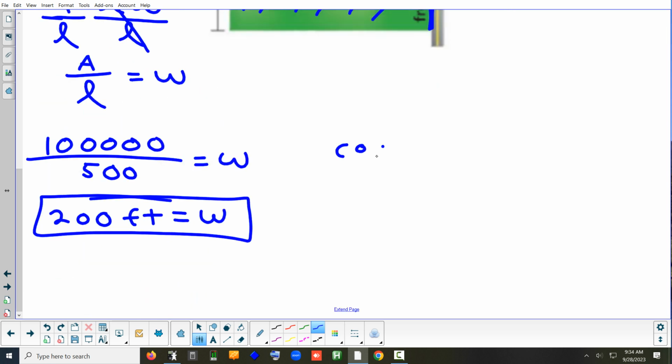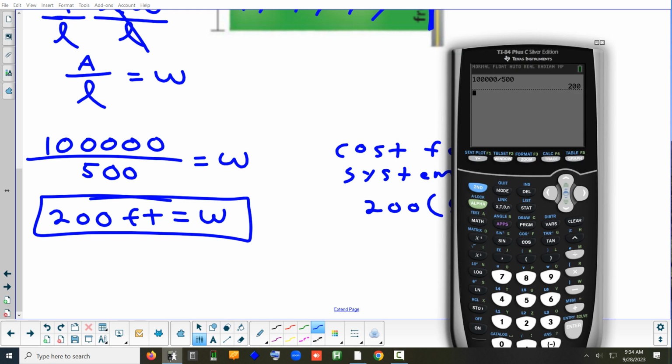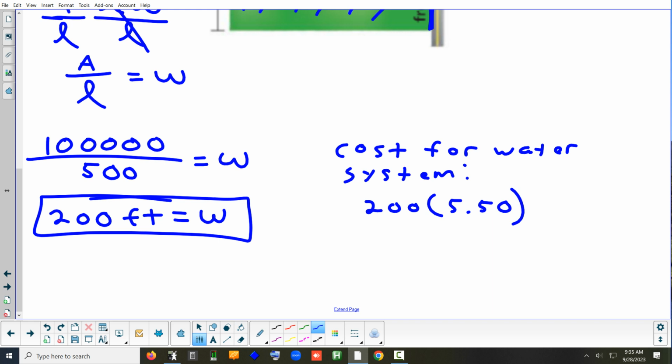So this is the cost for the water system, or to replace the pipe, whatever they said. It's 200 feet times $5.50 for every foot you have to replace. You would get 1,000. 1,100. Is that what it comes out to? Yes. 2,000. No, 1,000. So 1,100. 200 times 5.5 is $1,100 to replace that pipe.